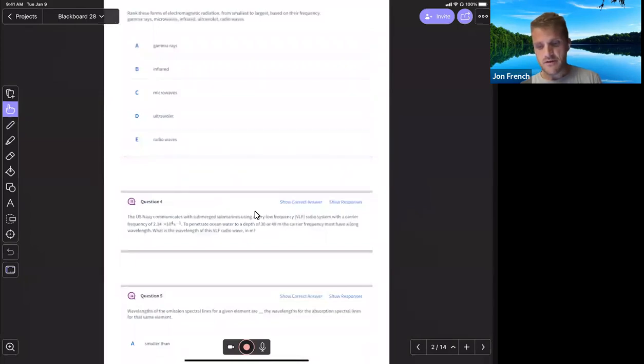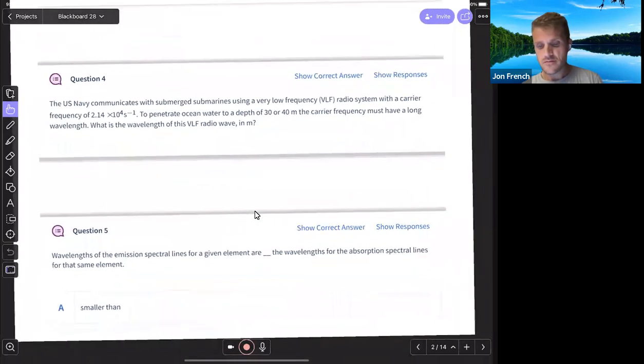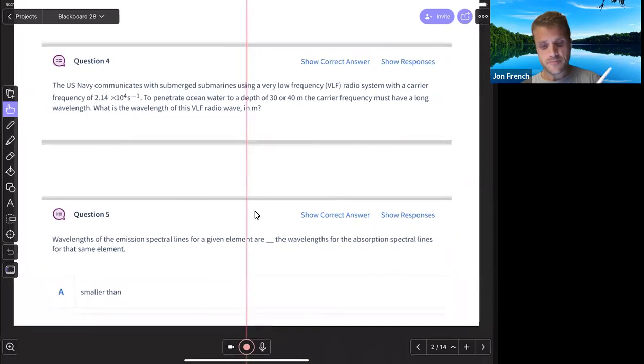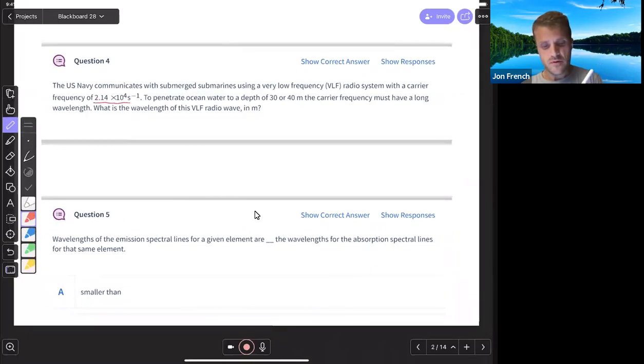Yeah, question 4 is going to be very similar, right? The Navy communicates with submerged submarines at a very low frequency. The frequency is 2.14 times 10 to the 4 hertz, to penetrate the ocean water to a depth of 30 to 40 meters. What is the wavelength, right?